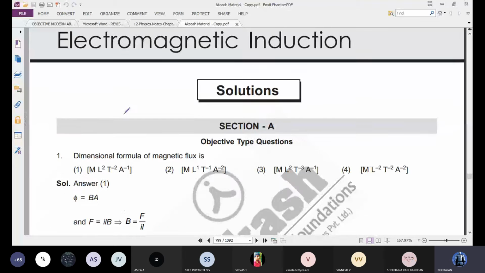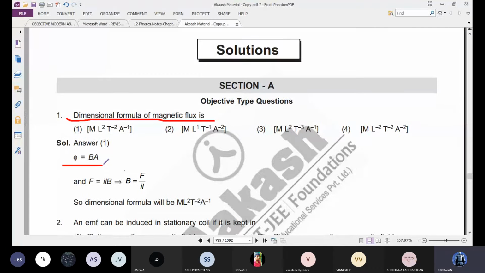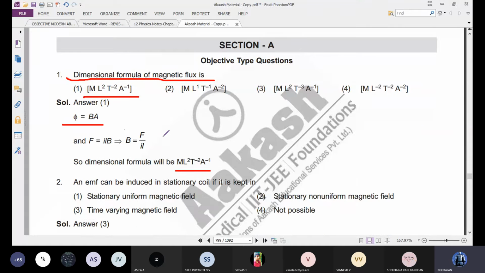Okay. The first one: the dimension formula of magnetic flux. The magnetic flux formula is φ equals BA, where B is the magnetic field and A is the area. For finding the B formula, we use F equals ILB. So the formula is M L² T⁻² A⁻¹. First option. Magnetic flux dimension formula.